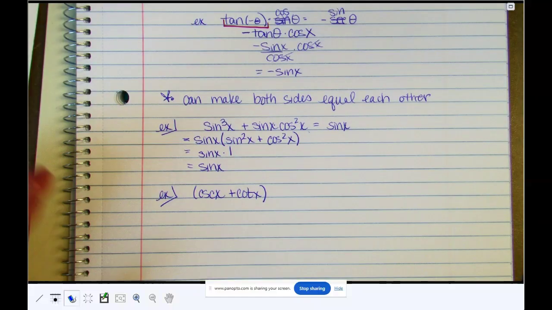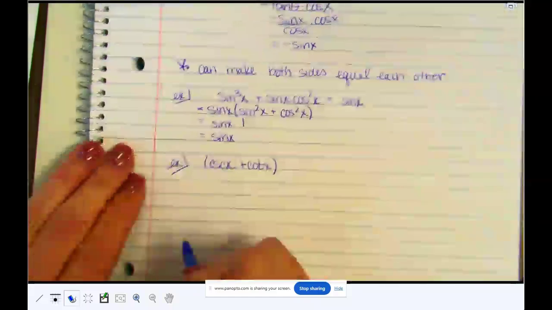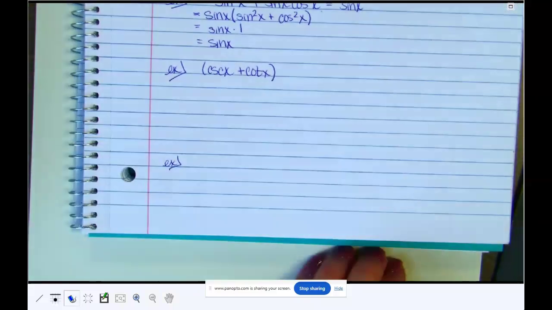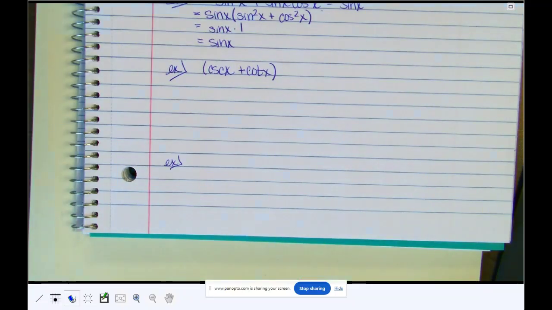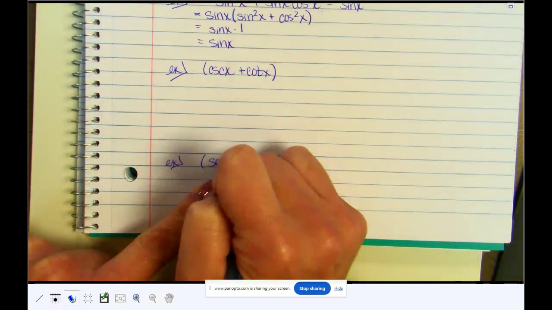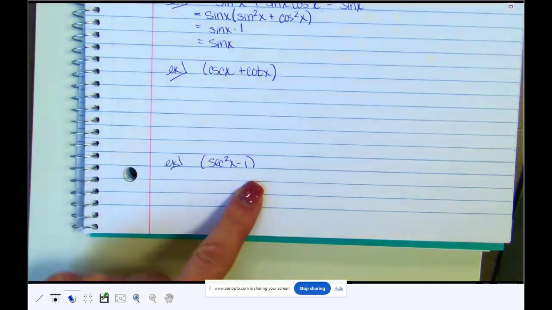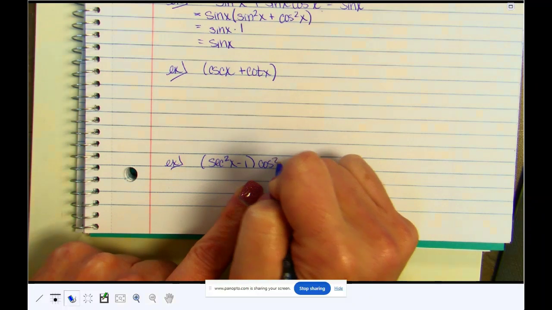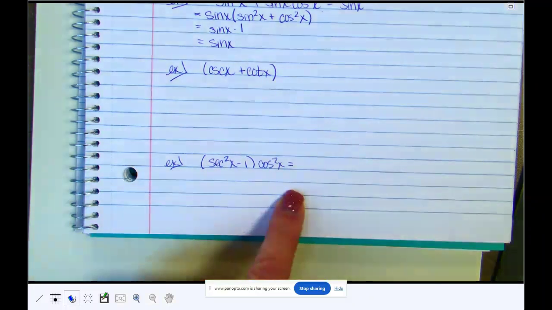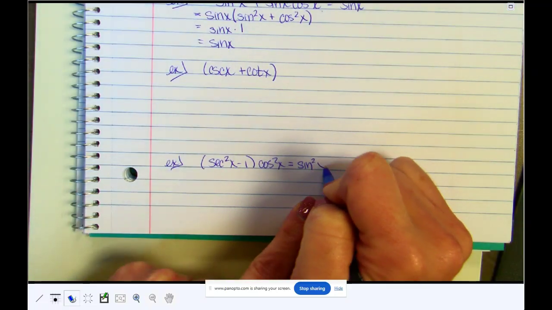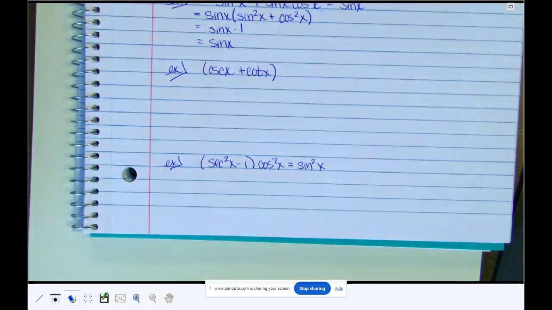Here, you guys, give me a couple lines there, or erase and rewrite, whatever you want to do. You guys try this one. I know you can do this. We've done this type of problem already. So secant squared minus 1 times cosine squared equals sine squared. Okay, you give that a shot and I'll see what happens if I finish this guy.